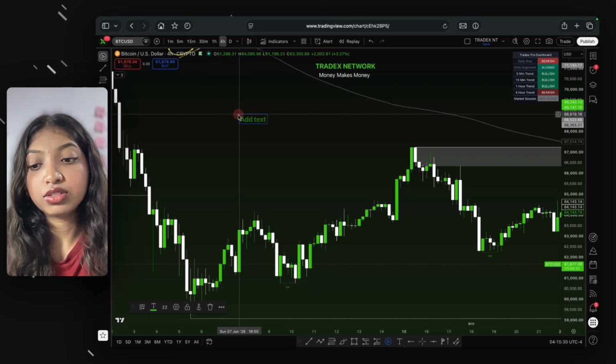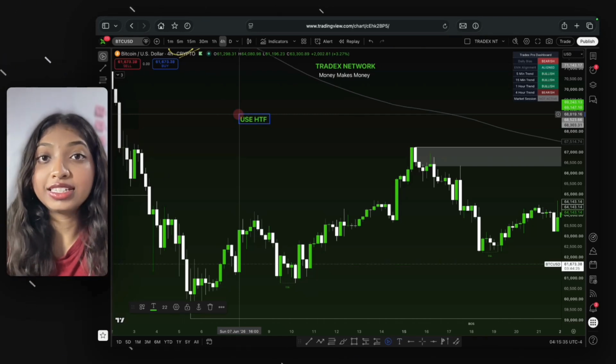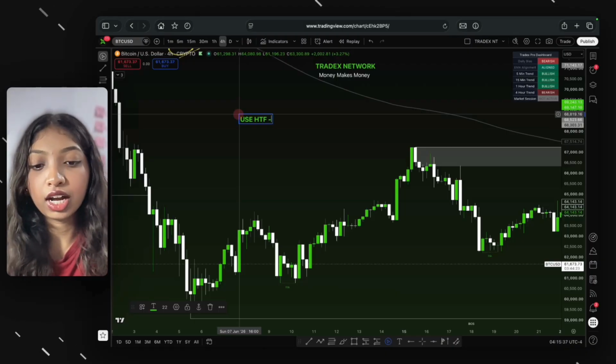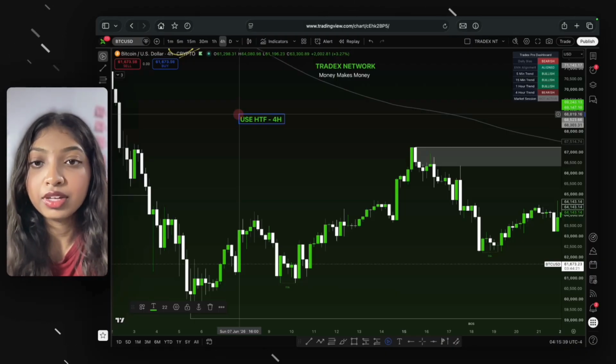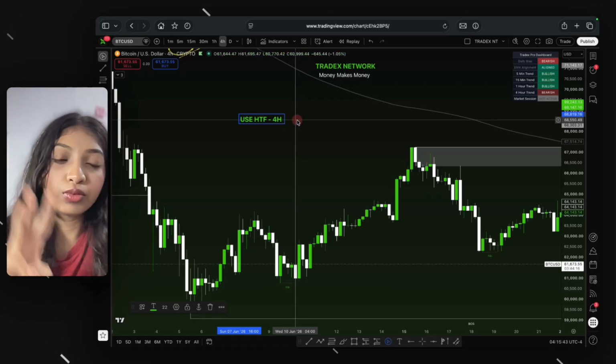Step number 1 is always use higher time frames to draw the trend lines, to collect more accurate data. I always like to start off with the 4-hour time frame. You can also draw it on the daily, weekly, as well as the 1-hour time frame.